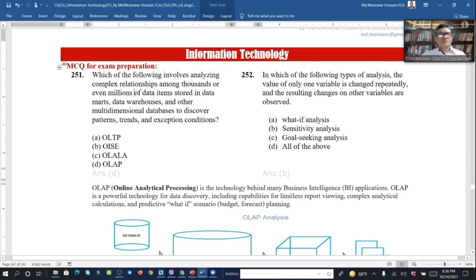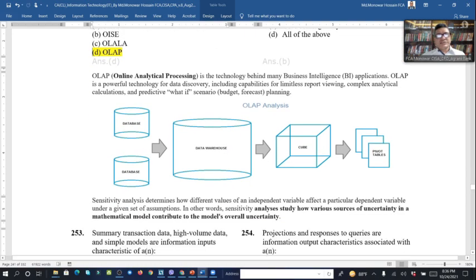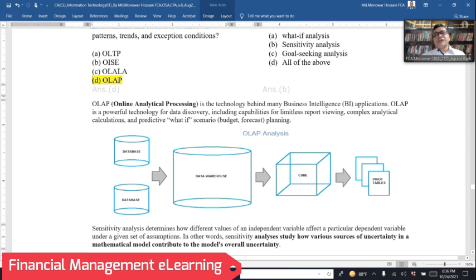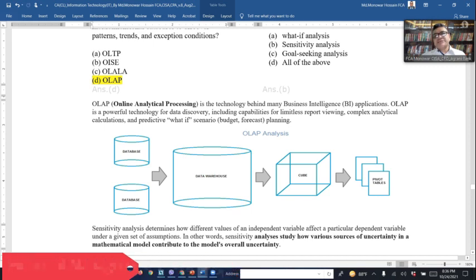Here, the basic answer is online analytical processing, OLAP. So what is online analytical processing? This is the structure of online analytical processing. It is the technology behind many business intelligence applications.